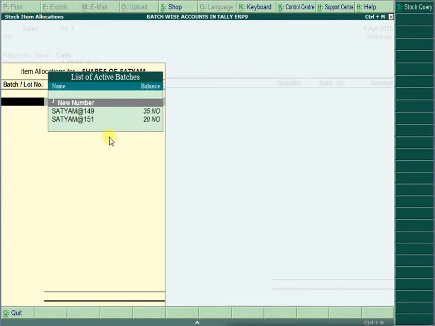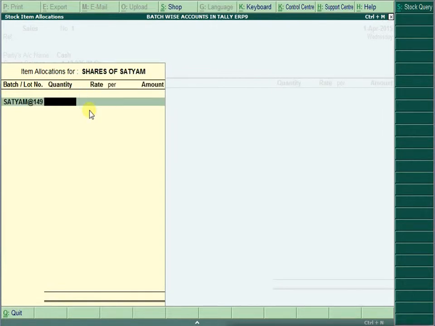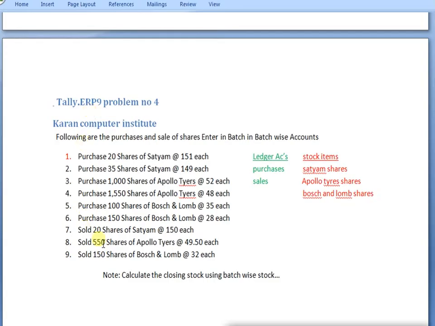Now we can select here the 149. Then we can sell for 150 and get 1 rupee profit. That's why we should select 149. When we select 151, we get a loss of 1 rupee, since the market value is 150. That's why we should select 149. Present selling quantity is 20 numbers, each one 150.